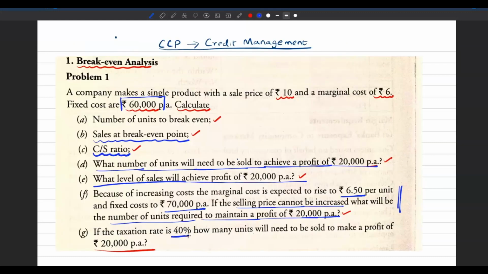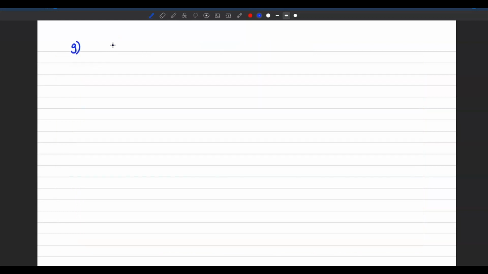Okay, so it helps. Moving on to the last question. If the taxation rate is 40%, how many units will need to be sold to make a profit of 20,000 per annum? Okay, this is a little different. They are saying that there is a 40% tax. It means we are targeting a profit of 20,000, which is basically 60% of the profit, because 40% goes to tax. Let's do that reverse building. We need a profit of 20,000. It is after providing for 40% tax. It means this is 60%.